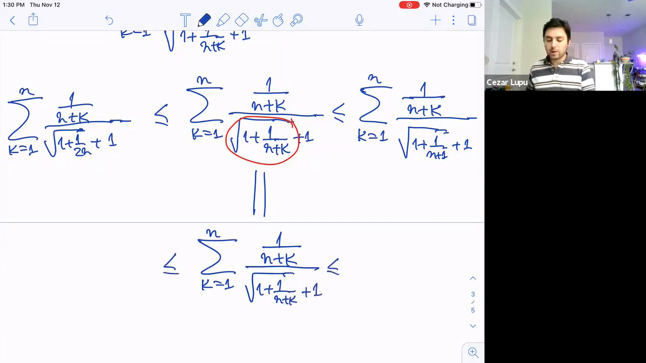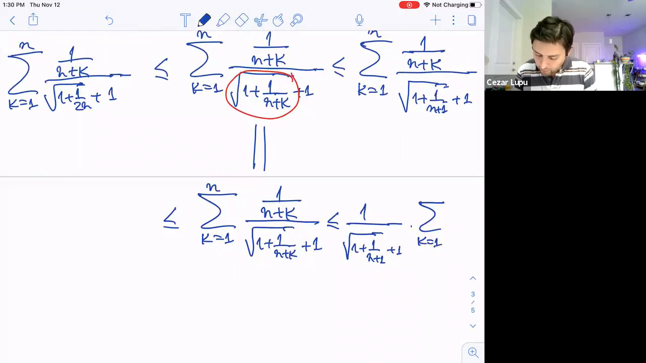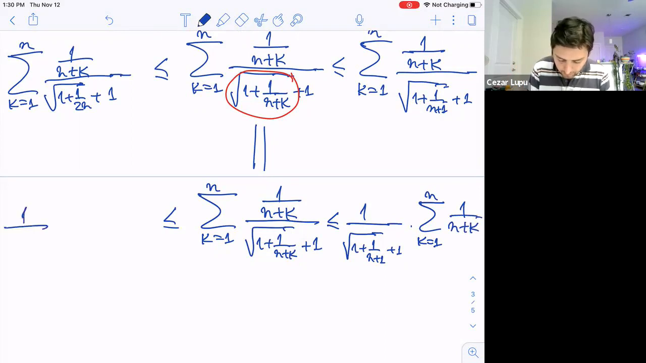This will be greater than and less than or equal to. And here I will put this guy, 1 over the square root of 1 plus 1 over n plus 1, times the sum from k equals 1 to n of 1 over n plus k. And here I'll take this one out, times this sum.